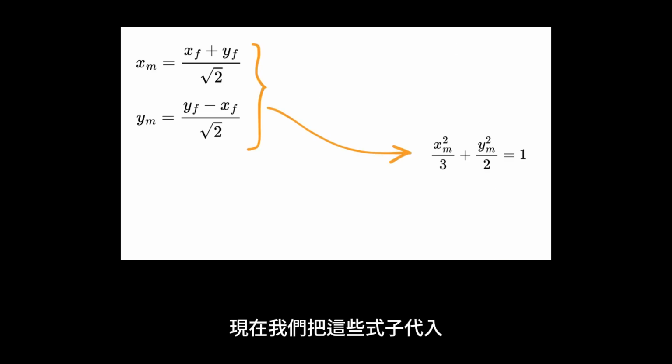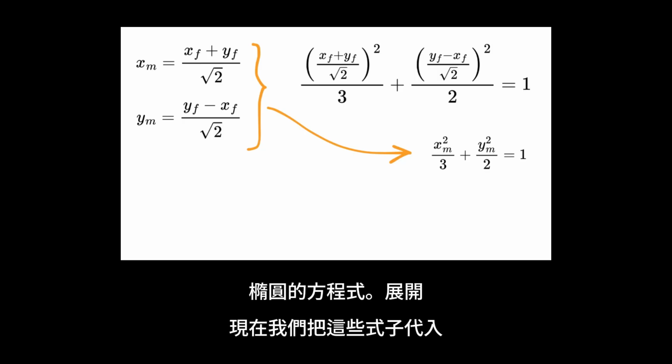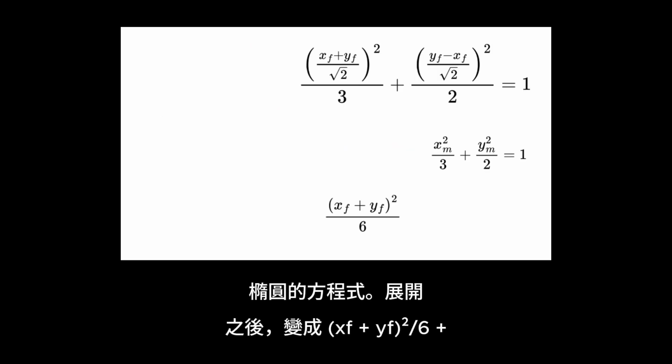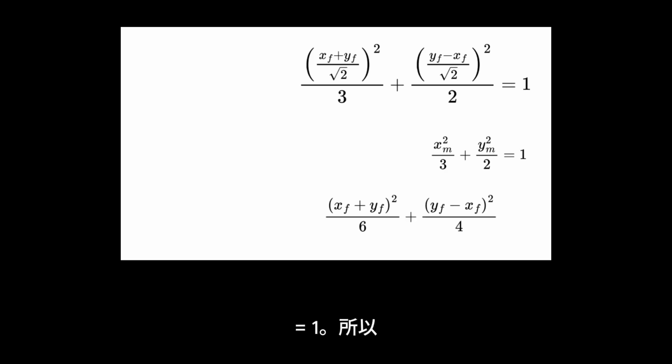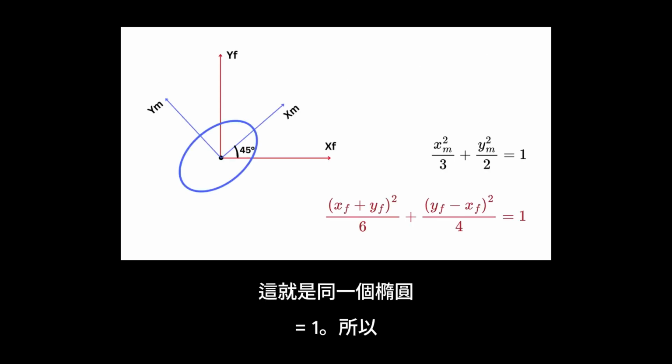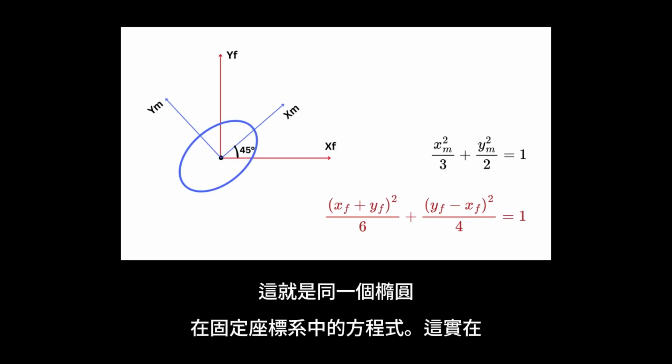Now we substitute these expressions into the equation of the ellipse. Expand them. This becomes xf plus yf whole squared divided by 6 plus yf minus xf whole squared divided by 4 equals 1. So this is the equation of the same ellipse expressed in the fixed frame.